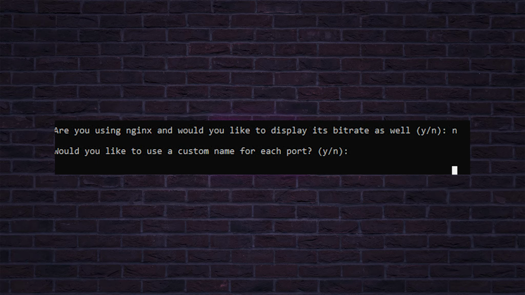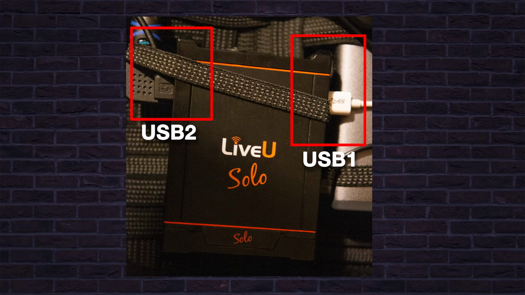On step 9, it's going to ask you if you would like to have a custom name for each port. Now at first you're not going to know which is which, but I took a photograph of my LiveU and I labeled each USB number.